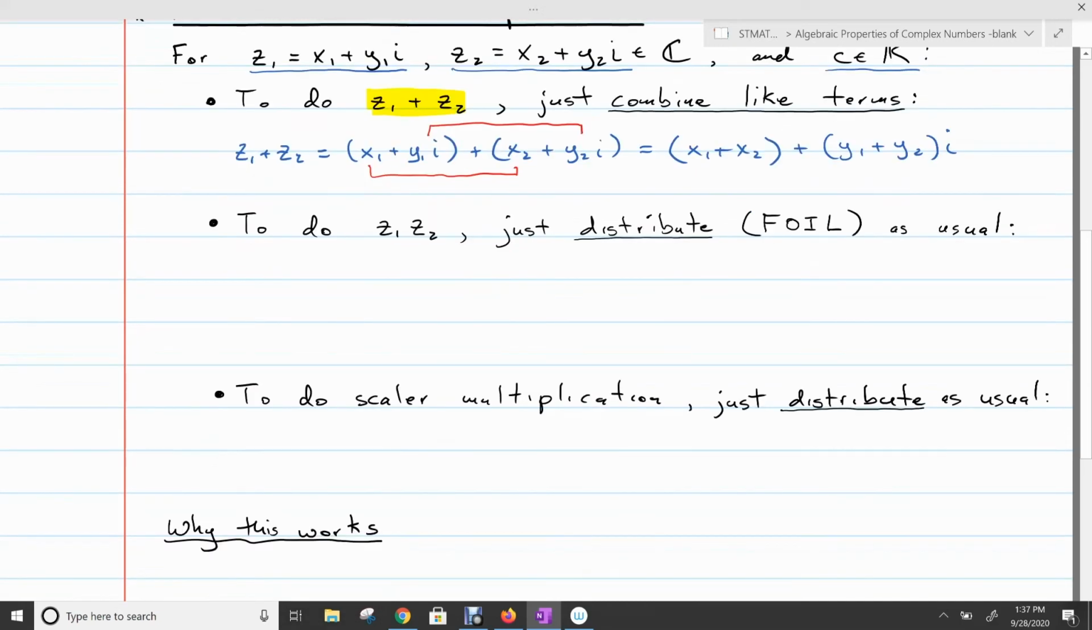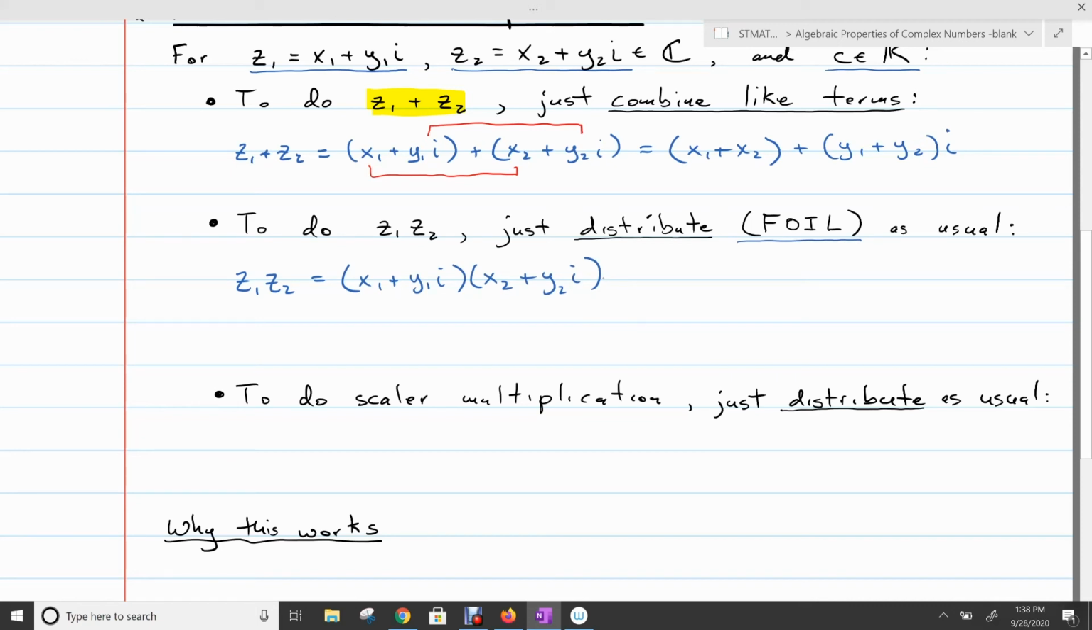And then if we wanted to multiply complex numbers, we just FOIL it out like we did a little while ago. z1 times z2 would be x1 plus y1i times x2 plus y2i. And then, if you were not educated in the United States, you may not be familiar with this acronym FOIL, but it just means to multiply the first, the outer, the inner, and the last terms, and then add them together.